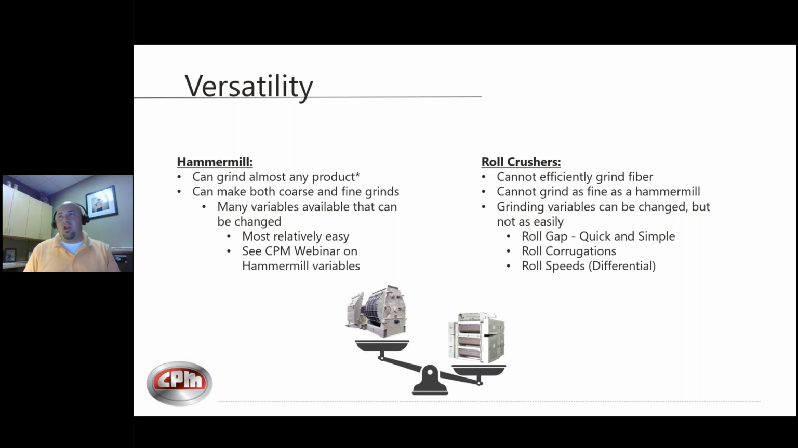Whereas with a hammer mill, we can change a lot more of these variables relatively quickly. So in terms of versatility, I'll say a hammer mill is a little more versatile in the field, but there still is quite a bit of versatility to roll crushers, because we can have one pair, two pair, three pairs. There's still plenty of variables to be used, but overall, I give the edge to the hammer mill here.